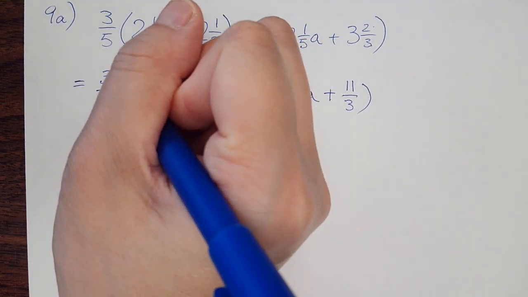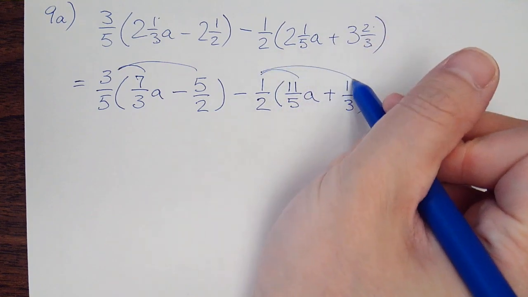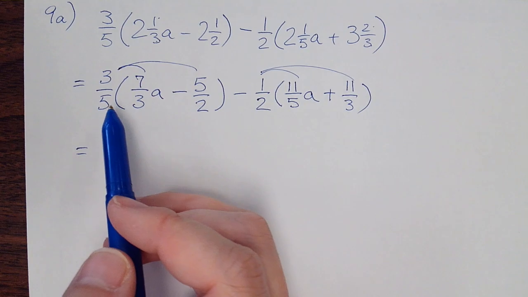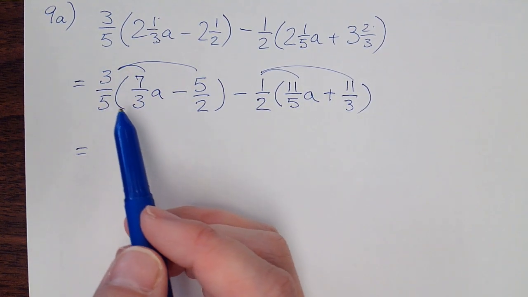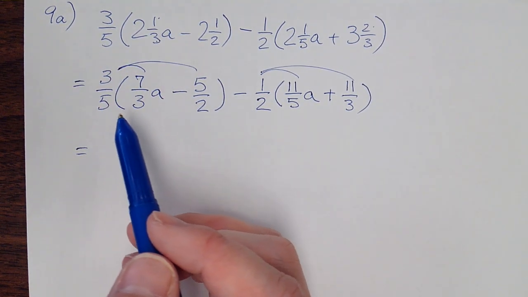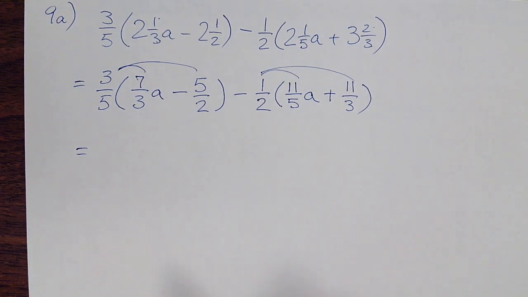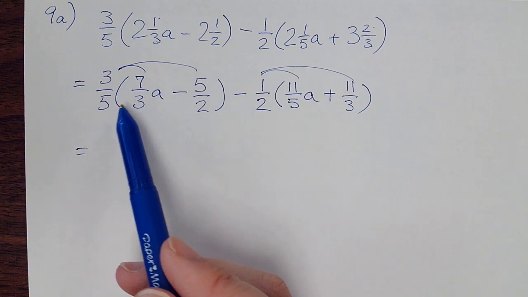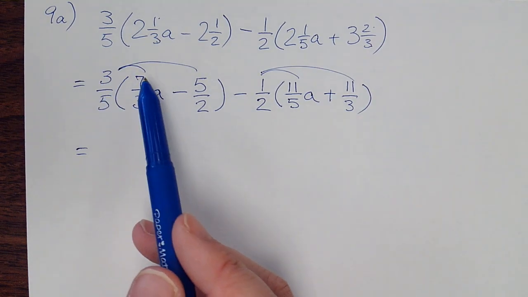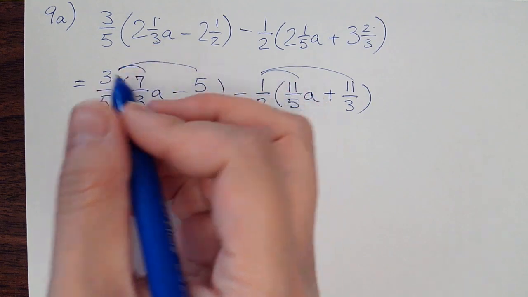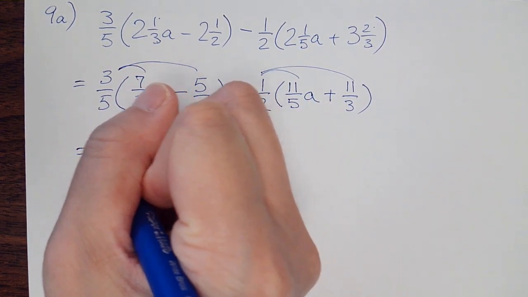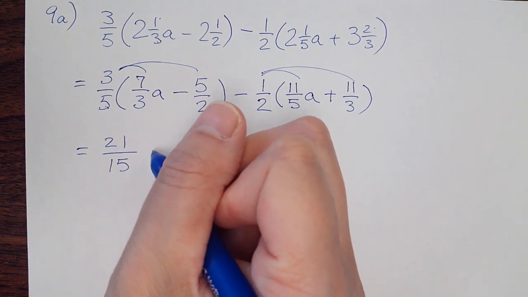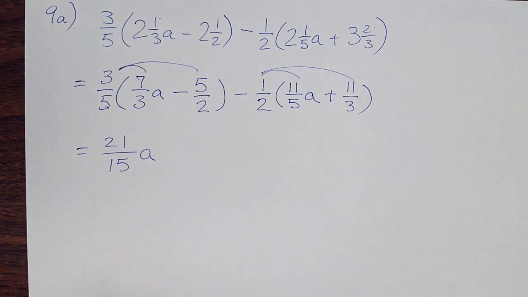Now I do my distributive rule. Distribute, distribute, distribute. Okay. How do I multiply fractions again? Yeah, Isabel? Top with the top, bottom with the bottom, right? So 3 times 3 times 7, 21. 5 times 3, 15. I know I could have reduced this, but I'll just leave it for now.